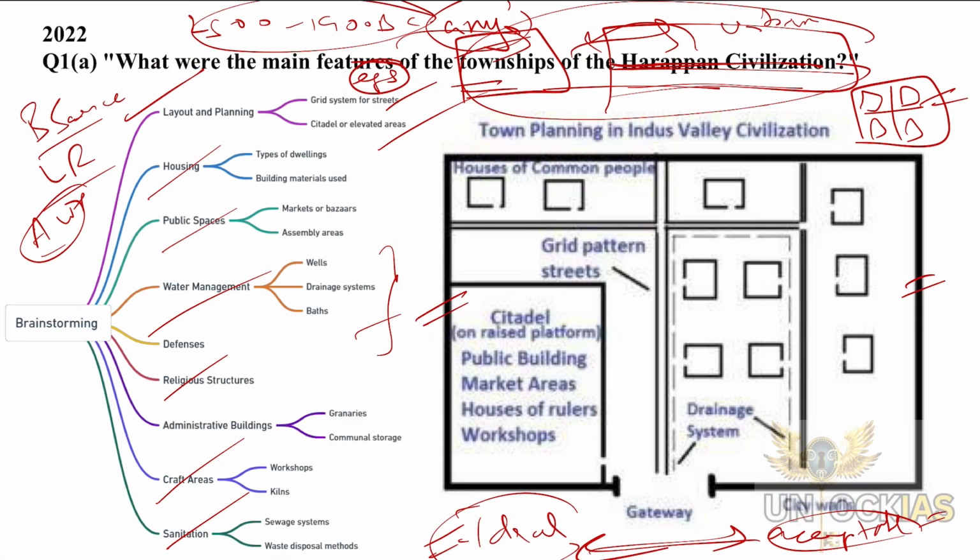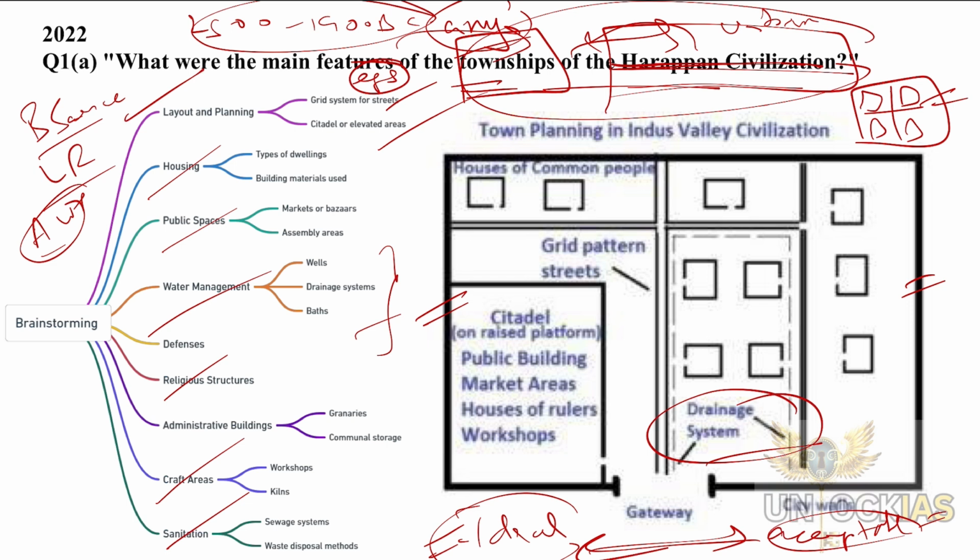You can speak about how the city layout was in a rectangular grid pattern, and about city division into an upper part and a lower part. Building material was what? Burnt bricks were often used. There was the Great Bath. There was a water and drainage system, as we can see here. There was urban uniformity. There was storage of grains.